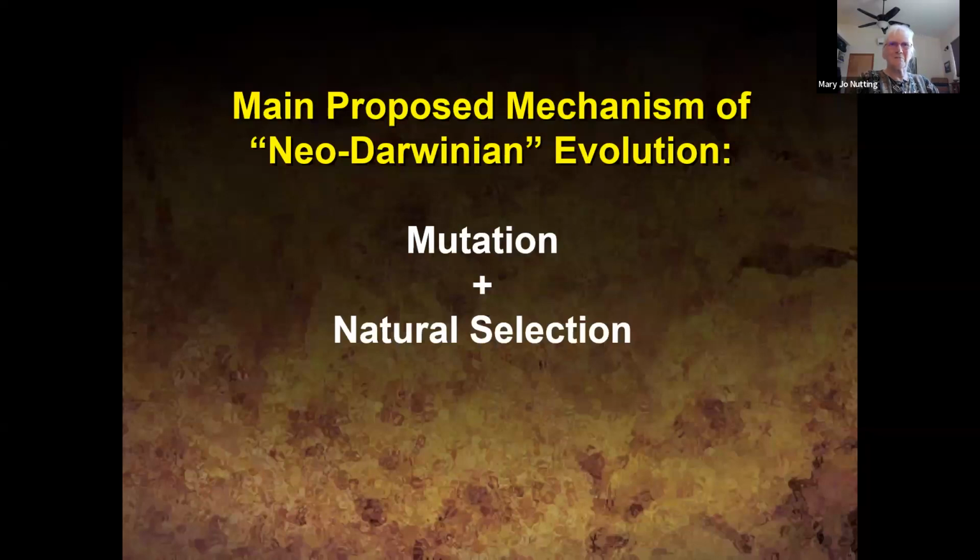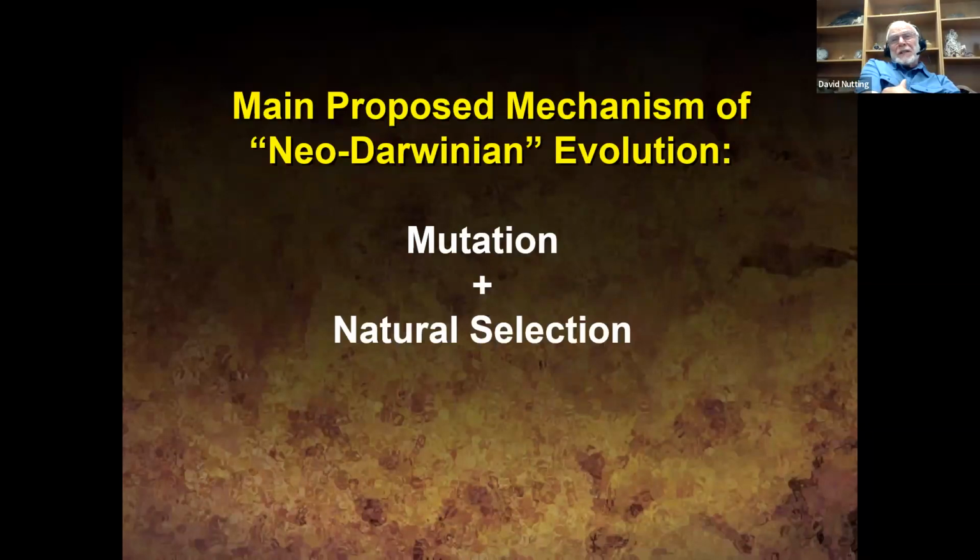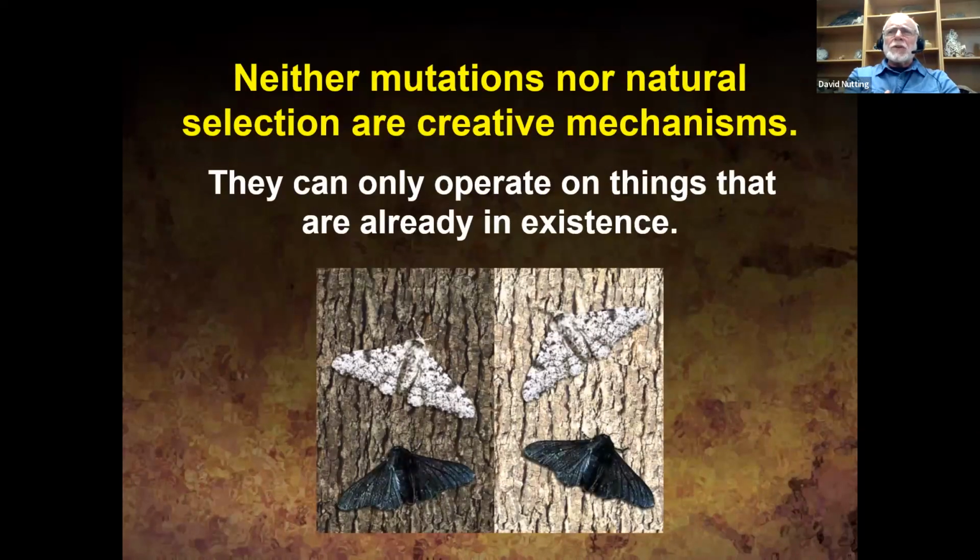Well, the main proposed mechanisms of Darwin in evolution are mutation and natural selection. Mutations are mistakes, basically, in the genetic information. And then survival of the fittest, or natural selection, is supposed to select for the good mistakes. The problem is, there are more bad mistakes than good ones, okay? But it turns out that neither mutation nor natural selection are creative mechanisms. So that's not going to give you the information. These mutations and natural selection can only operate on things that are already in existence.